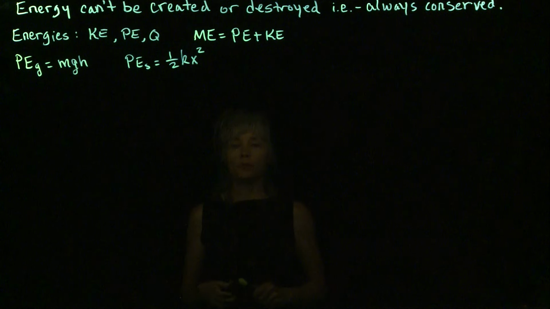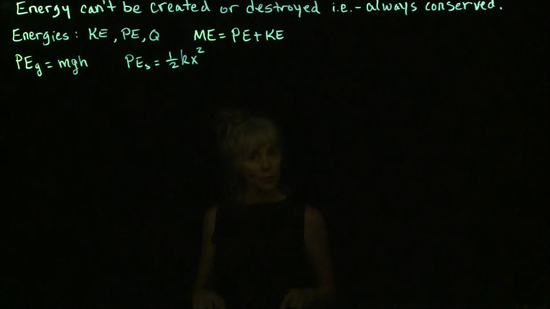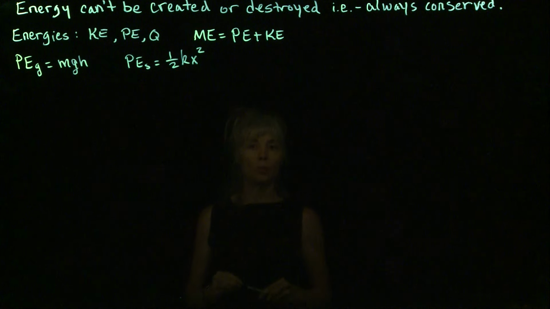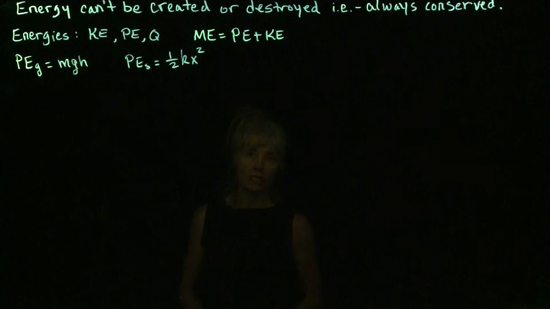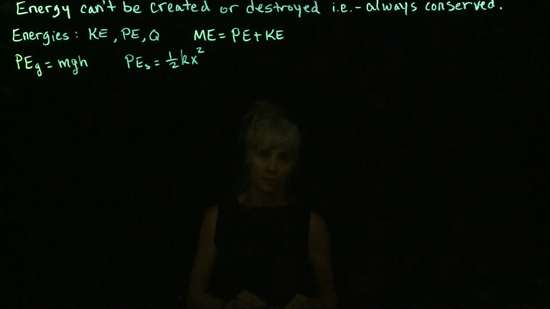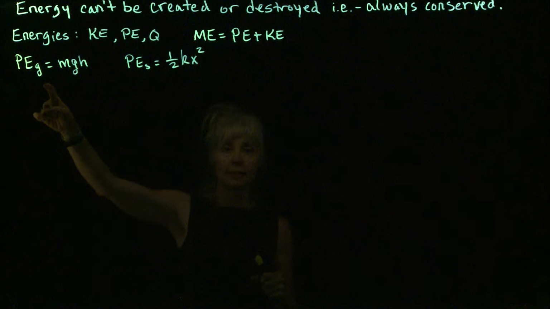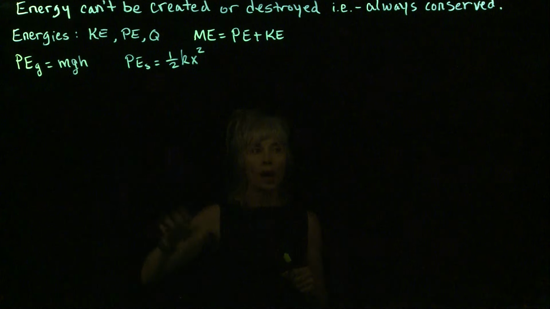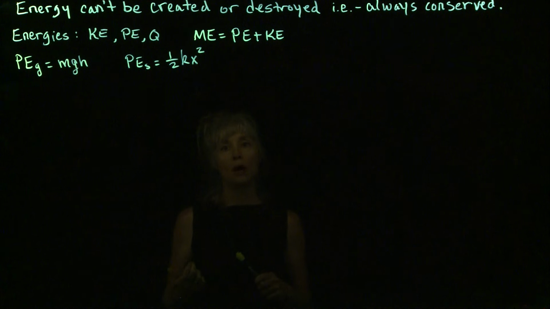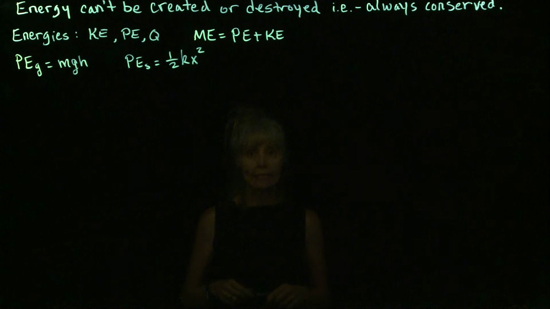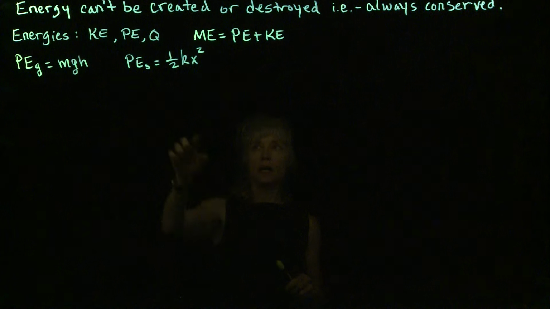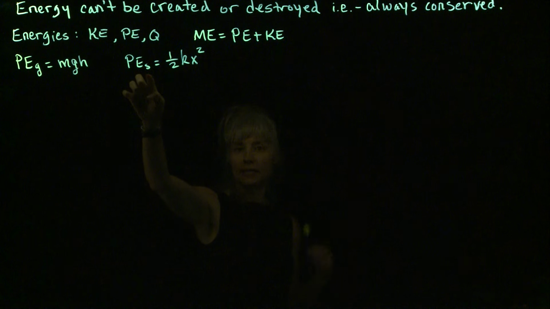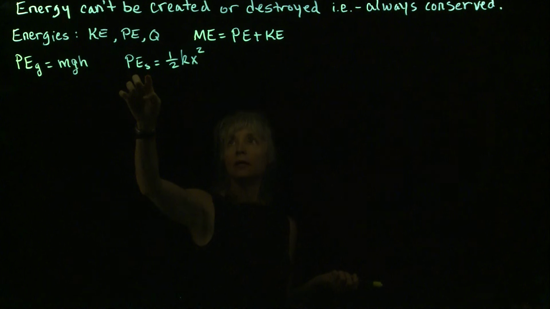The two different types of potential energy that we're going to be dealing with this semester are associated with the two fields we'll be dealing with, which are the gravitational field and the elastic field. The gravitational field gets the symbol G. The elastic field gets the symbol S. Why is that? Because we are going to mainly be dealing with springs, and springs will get the symbol S, just to remind us that this is a spring.